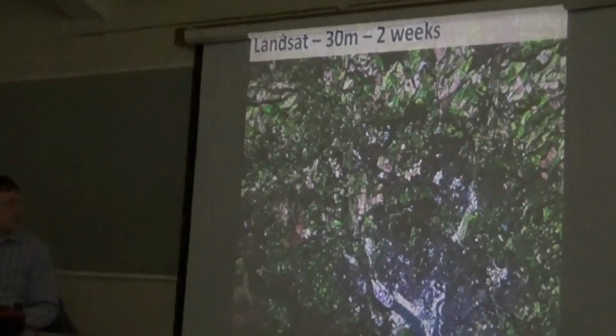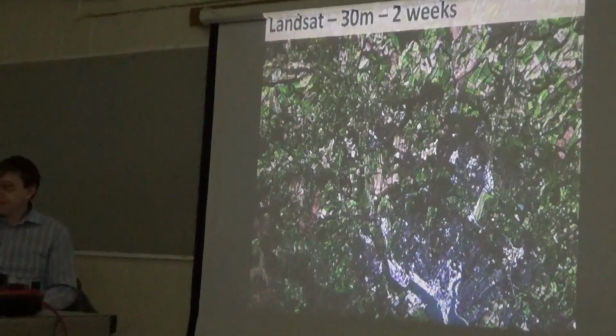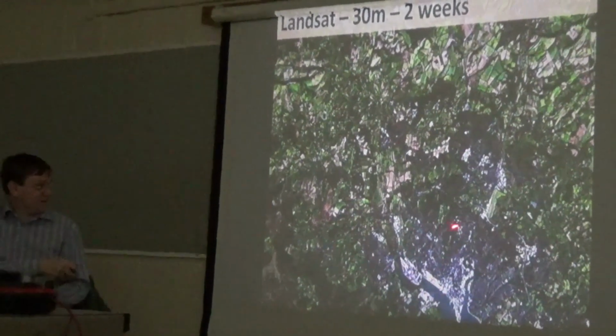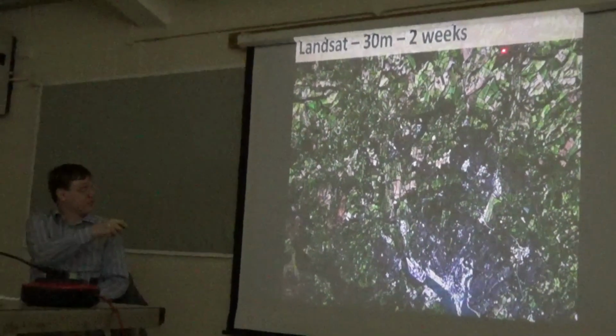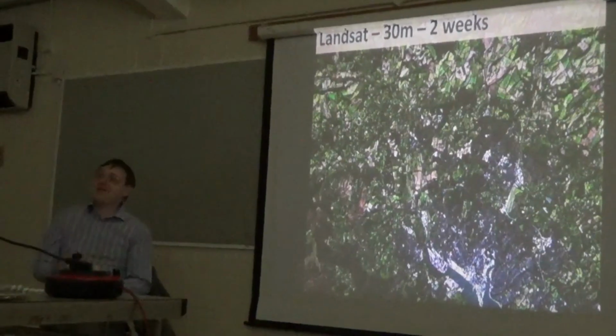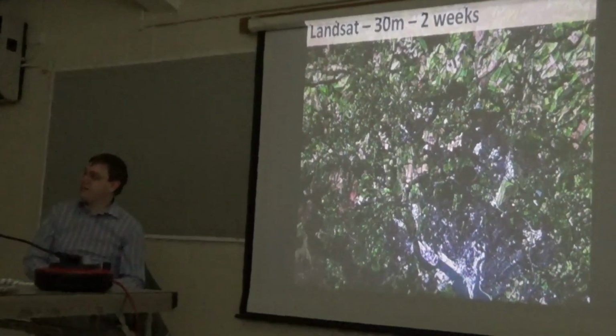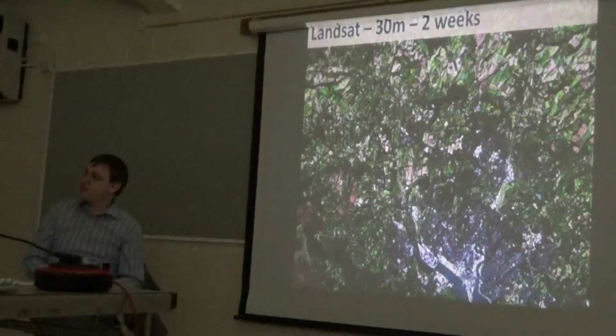So this is a Landsat image of Southampton. You can see Southampton Water down here, Southampton City itself, going up to the airport and Eastleigh, and then up eventually to Winchester at the top there. And Landsat has a resolution, a spatial resolution, we call it, of 30 metres.